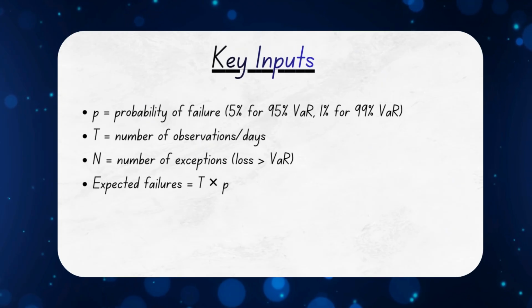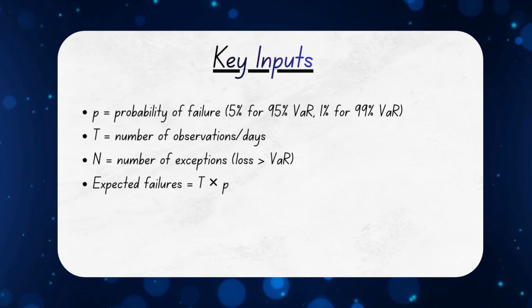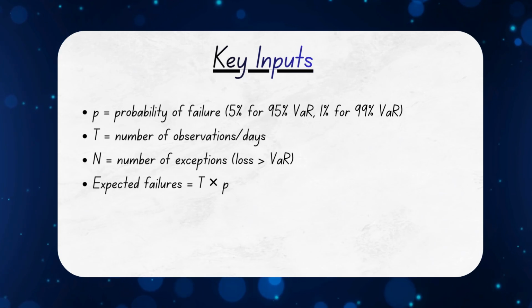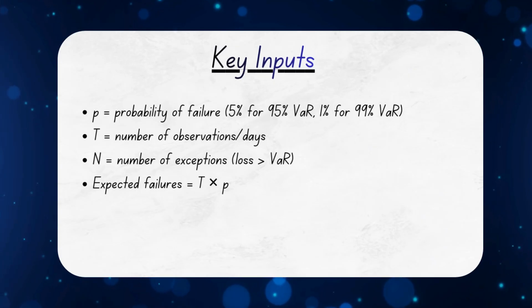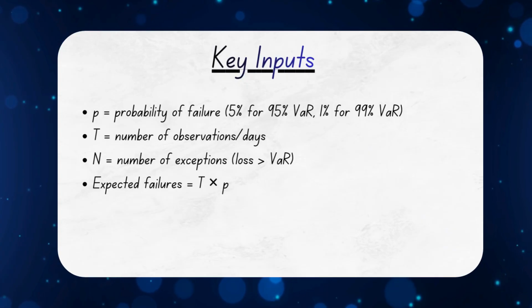To run this test, we only need 3 simple inputs. P, which is the probability of failure like 5% or 1%, T, which is the number of days we observed, and N, which is the number of exceptions where losses actually crossed VaR. First, we calculate expected failures using T times P. Then we compare this expected number with the actual number N. If these two numbers are close, the model is doing fine. If they're very different, something is wrong with the model.